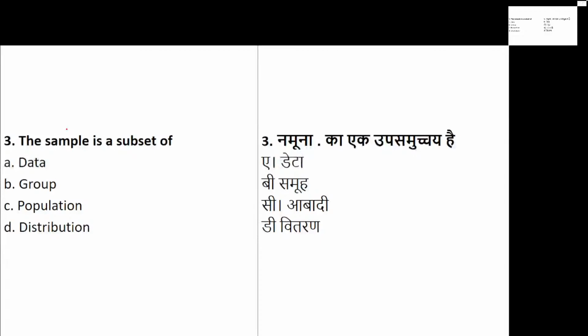Very good. Quick answers have started. Right answers are coming up. Very good. Such a very easy question can be expected. Sometimes a very easy question can be part of the exam but in a twisted way. So yes, a sample is a subset of population. Very good, everyone. Let's move ahead now.